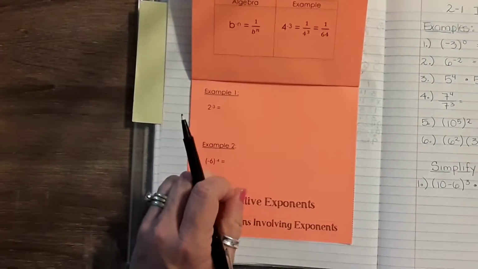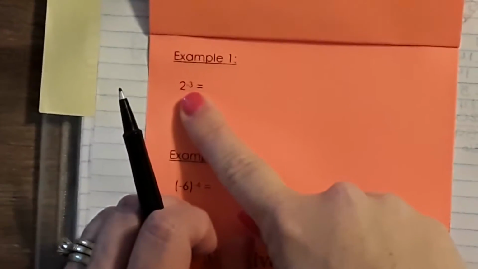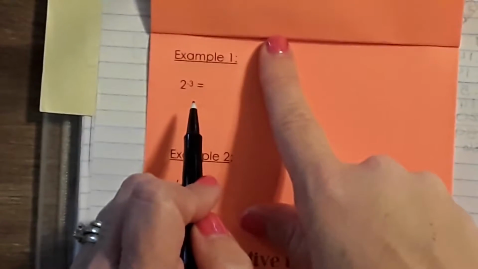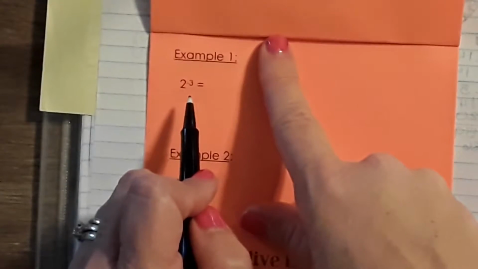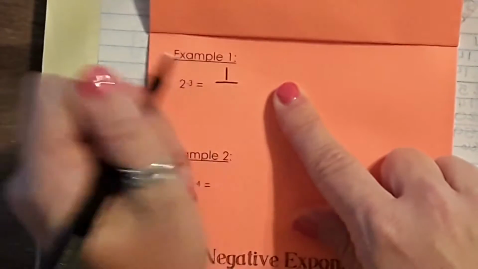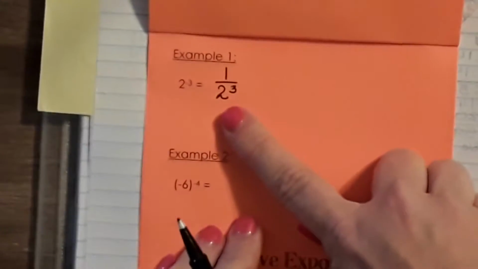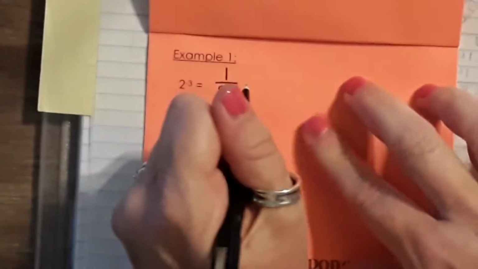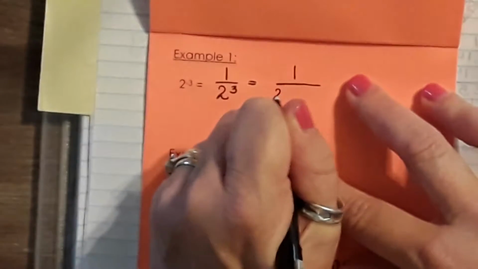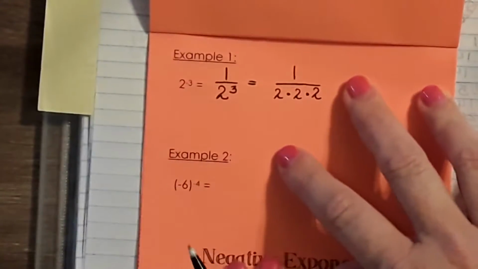So we're going to start out with example 1, and it says 2 to the negative 3. Again, I cannot have a negative exponent, so I'm going to transform it to a positive by doing the reciprocal. So I'm going to rewrite it as 1 over 2 to the third power. Okay? Now I want to go ahead and solve, which means that I'm going to rewrite it as 1 over 2 times 2 times 2. All right?